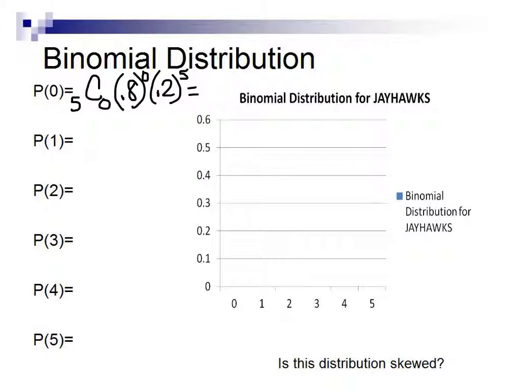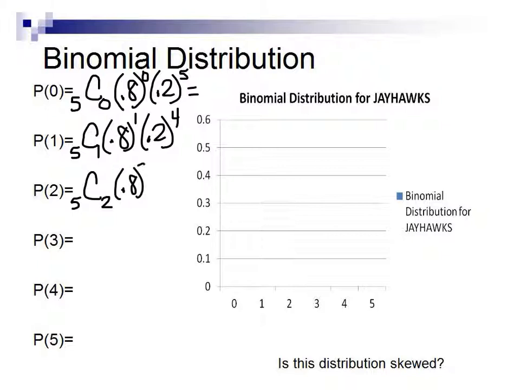Okay, next, the probability of 1 person saying Jayhawk. Well, that'd be combinations, ask 5, get 1 Jayhawk fan. Probability of a Jayhawk is 0.8. I want 1 of those. Probability of a Wildcat fan is 0.2, and I'm going to need 4 of those. Okay, next one. It's going to be 5, and I want to get 2 Jayhawks. So that's a 0.8 squared times a 0.2 to the third. All right, I need you to keep going and then go ahead and type those numbers in your calculator so that we get the actual probabilities for each one of those.